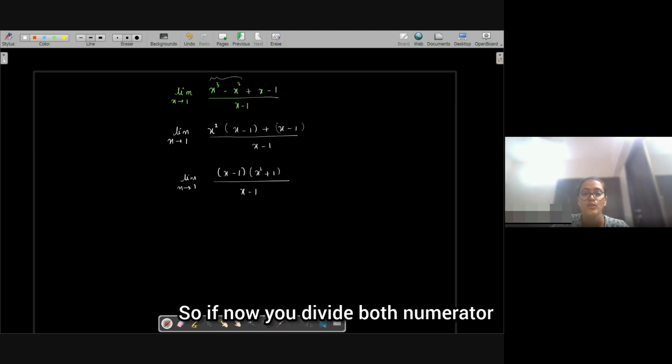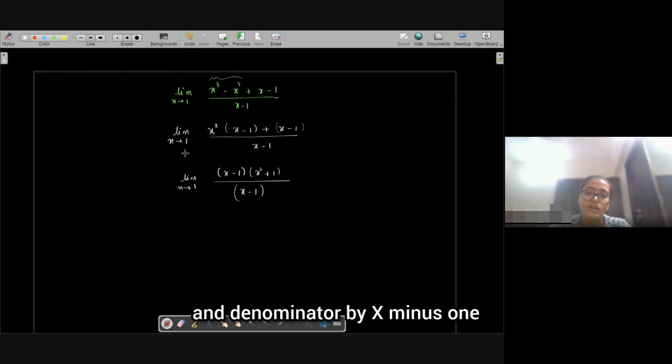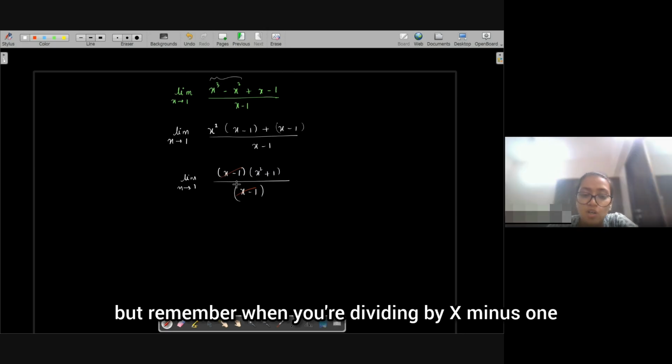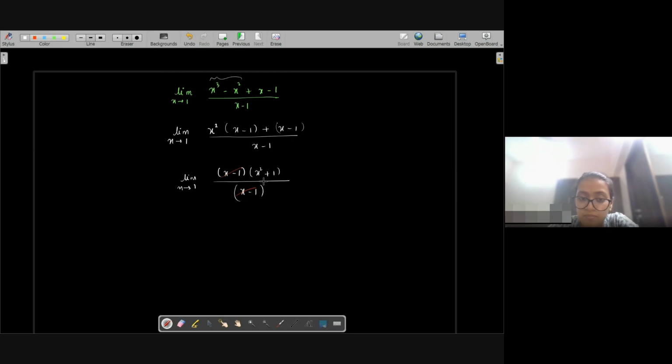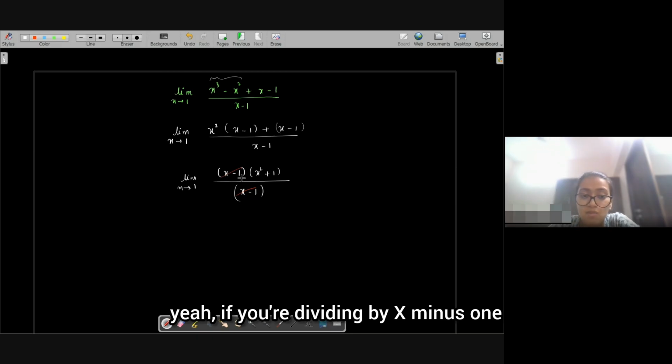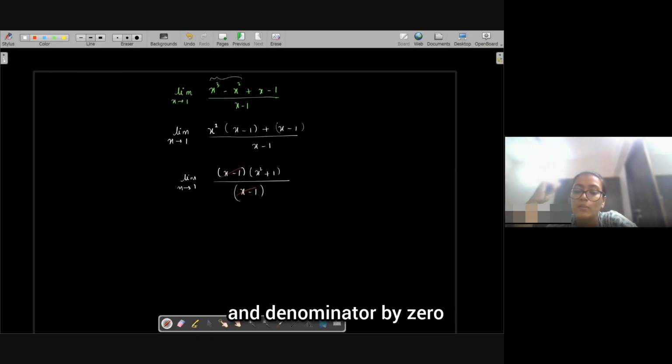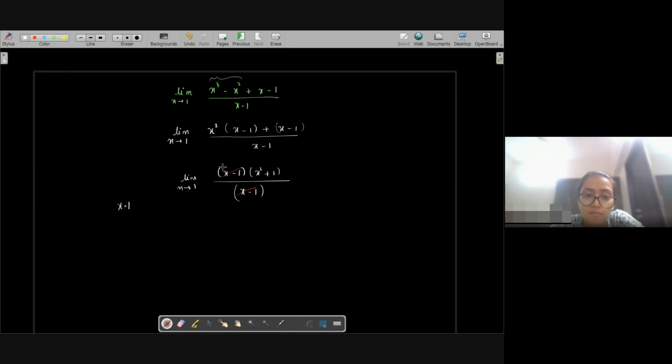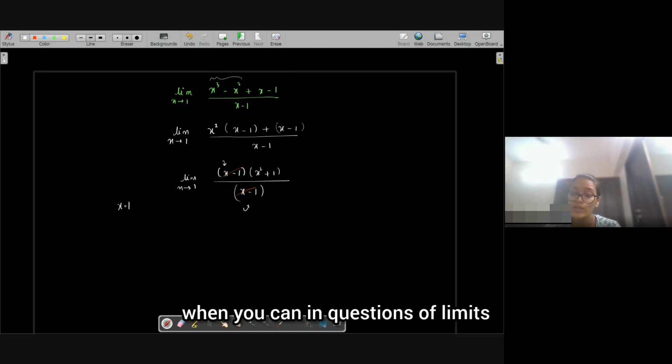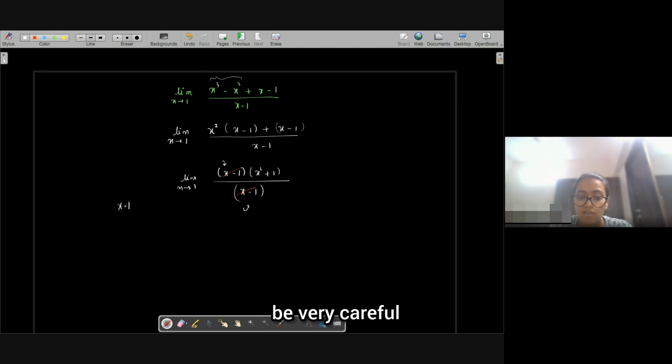Okay. So if now you divide both numerator and denominator by x minus 1, it cancels out this factor. But remember, if you're dividing by x minus 1, basically you're dividing both numerator and denominator by 0. Because if x is equal to 1, this factor becomes 0 and this factor also becomes 0. So you have to be really careful when you cancel in questions of limits, in questions of quadratics. If you are canceling out factors, be very careful.